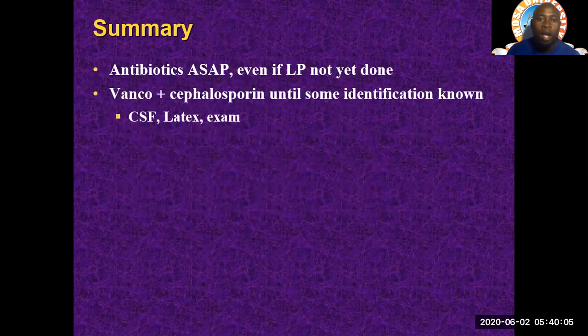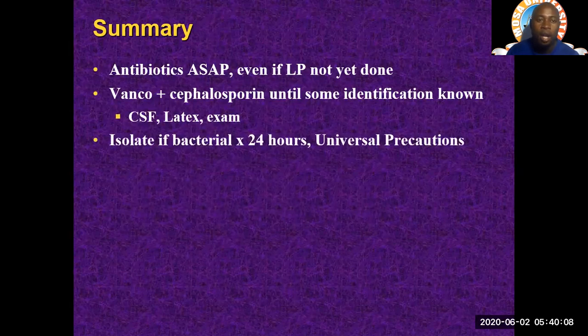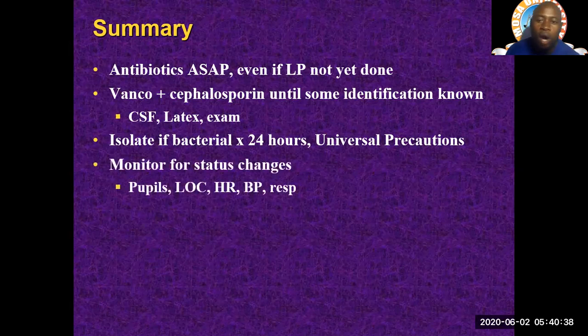Treatment is mostly supportive therapy, and the mortality rate there is very low. So in summary, we ensure that we give antibiotics. Even if lumbar puncture hasn't been done, we can start with the antibiotics. We can also give vancomycin and cephalosporin until culture identification comes out. We ensure that we isolate the bacteria within 24 hours.